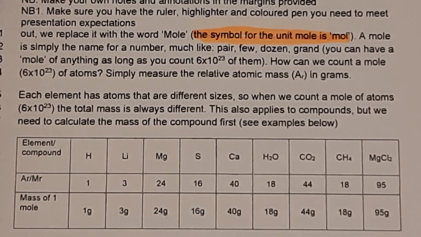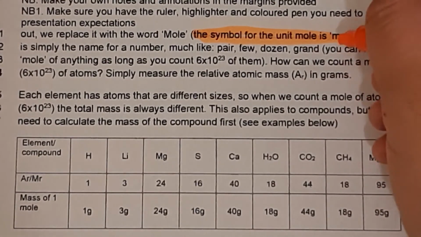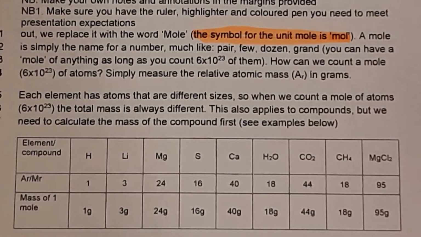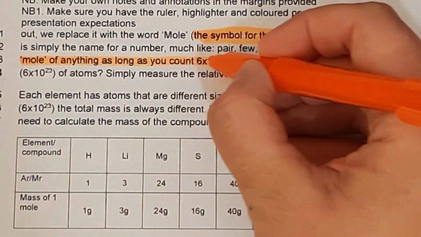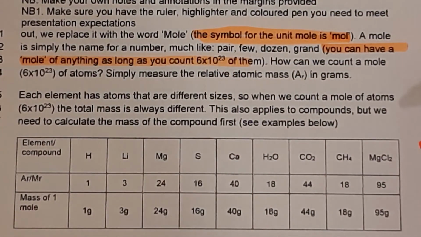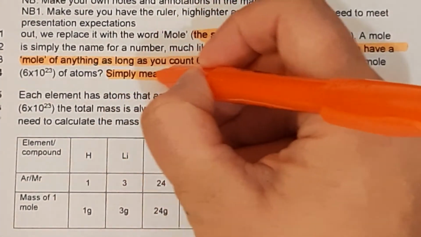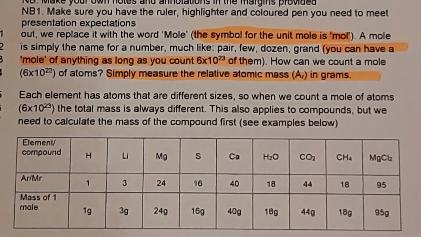Sometimes we use the symbol for the unit, which is MOL. So it's the same word minus the E on the end. A mole is just the name for the number, just like a pair, a few, a dozen, okay? You can have a mole of anything as long as you count 6 times 10 to the 23 of them. So how can we count a mole of atoms? Well, we simply measure the relative atomic mass in grams. So 1 mole of atoms is equal to its relative atomic mass in grams. Okay, and it's really easy.